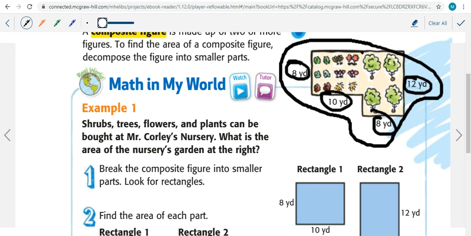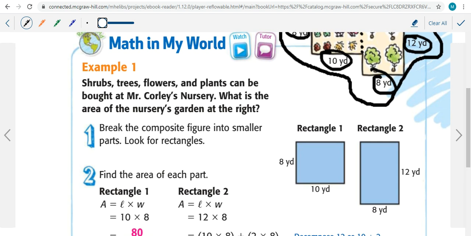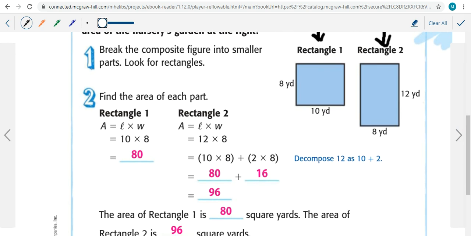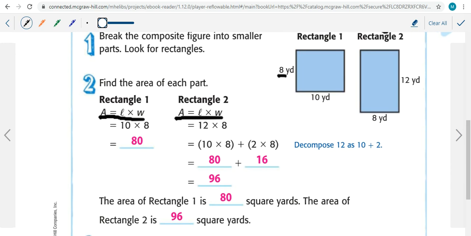Can you see? We are going to draw an imaginary line. This is one figure and this is the other figure. As you can see, rectangle number 1 is this one, 8 yards and 10 yards, and rectangle number 2 is this one. Now remember, area is equal to length times width. This is very important. Remember that we are going to multiply to find the area. 10 times 8 is 80.